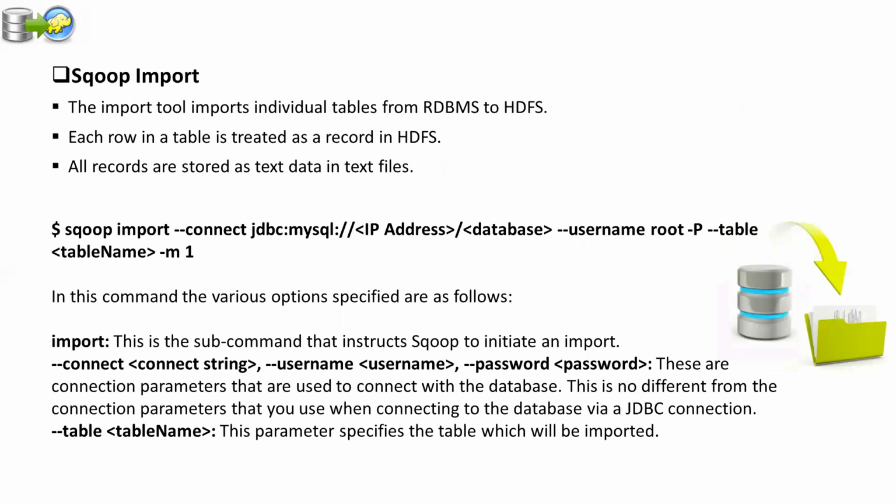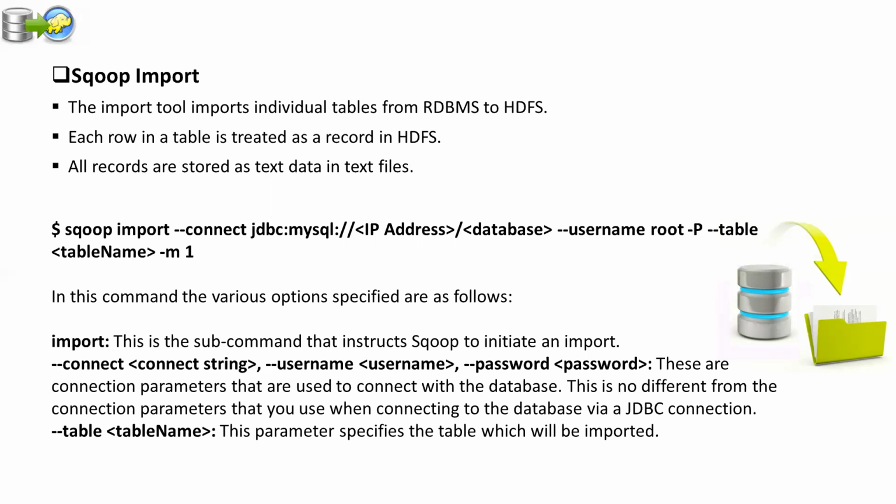Sqoop import. The Sqoop tool imports individual tables from an RDBMS to HDFS. Each row in a table is treated as a record in HDFS. All records are stored as text data in text files, right? And the command to import data with Sqoop is sqoop space import, right? Import is a subcommand that instructs Sqoop to initiate an import. The command is sqoop import --connect followed by your credential details, that is jdbc:mysql and the IP address.